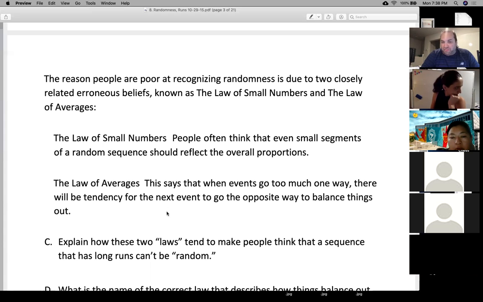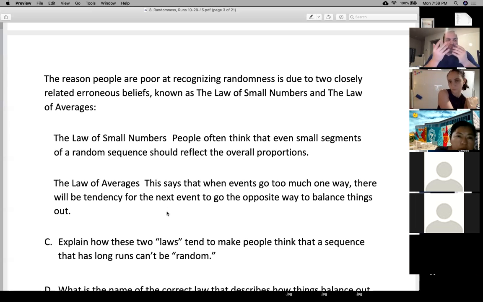What does the law of averages say? This says that when events go too much one way, there's a tendency for the events to go the opposite way to balance things out. But these are both wrong. The law of averages is not true. The law of small numbers is not true. The reason why things balance out is because of the law of large numbers, not the law of averages. There's no force in nature trying to balance things so that if you have a lot one way, we've got to make a lot more the other way to balance it out. It's just that the law of large numbers says that as the number of sequences increases, you approach stabilization. But there is no law of small numbers and there is no law of averages.